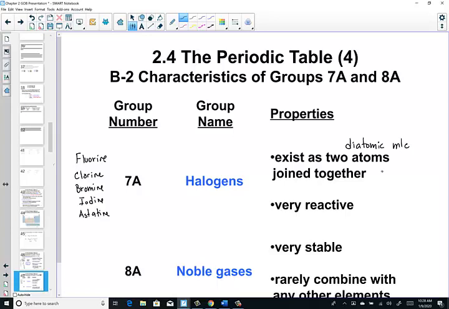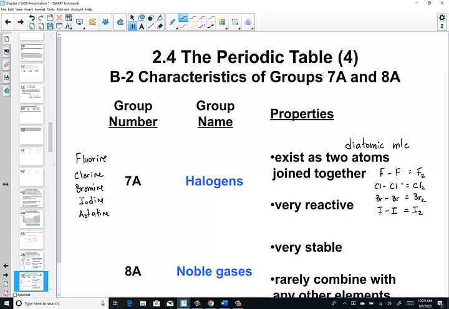Now, what that means, for example, is that in nature, I never find just a single fluorine atom. It's always joined to either another fluorine, giving me an F2 molecule, or fluorine can be bonded to a different atom, but it has to be bonded to something else and not left as an individual atom. In nature, I never find just a single atom of chlorine. The elemental form of chlorine is a diatomic molecule, Cl2. Iodine, bromine, same story. Their elemental form is as a diatomic molecule. So if it's an element, they'll be joined to a like atom.